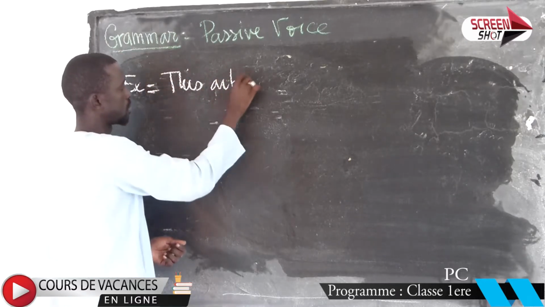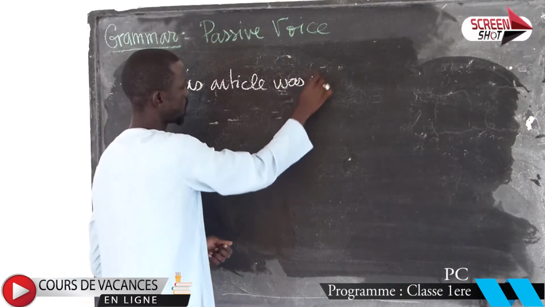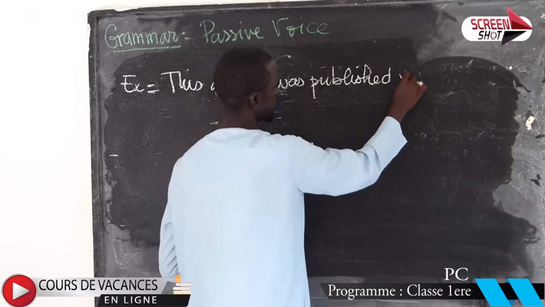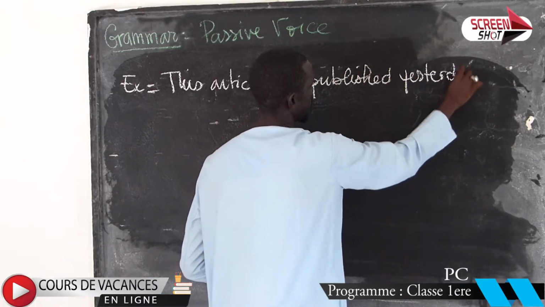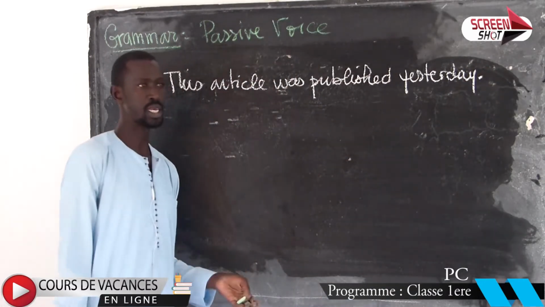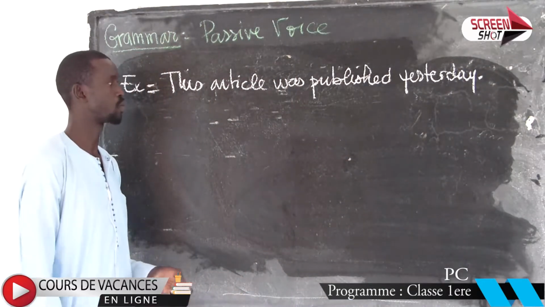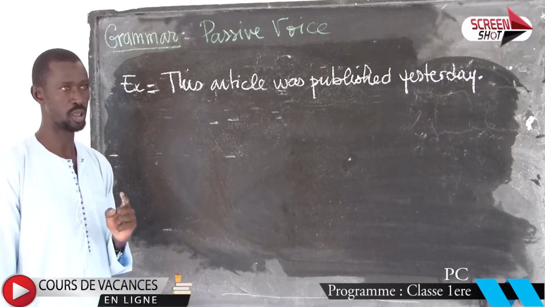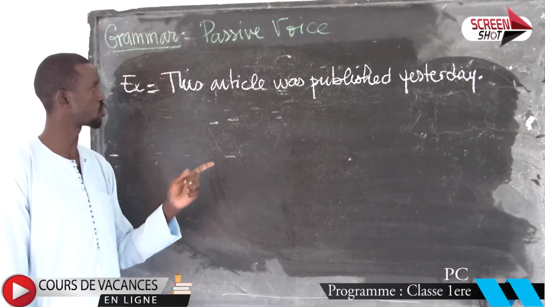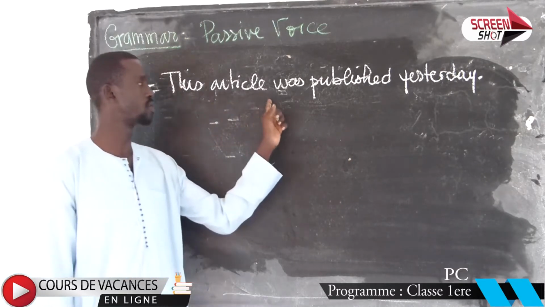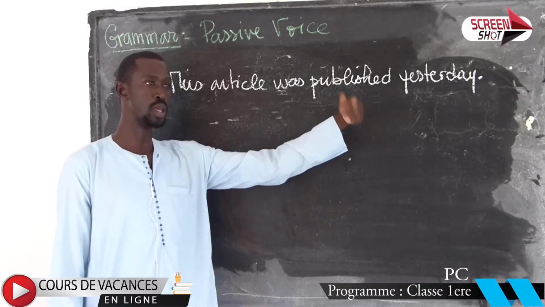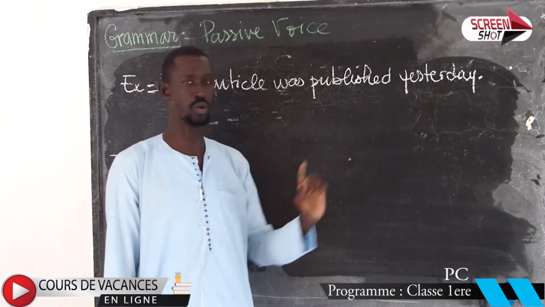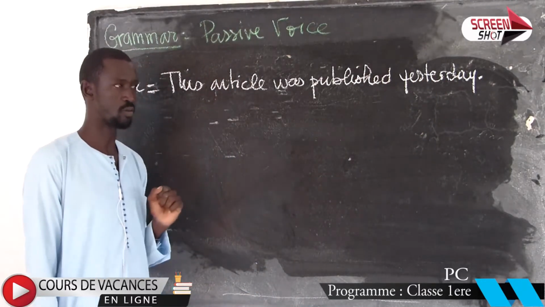this article was published yesterday. We read an article in the newspaper, but we do not know exactly who published the article, so here we use the passive voice. We are going to say this article was published yesterday. If we know who published the article, we can add by or with, but we do not know. So here we use the passive voice.